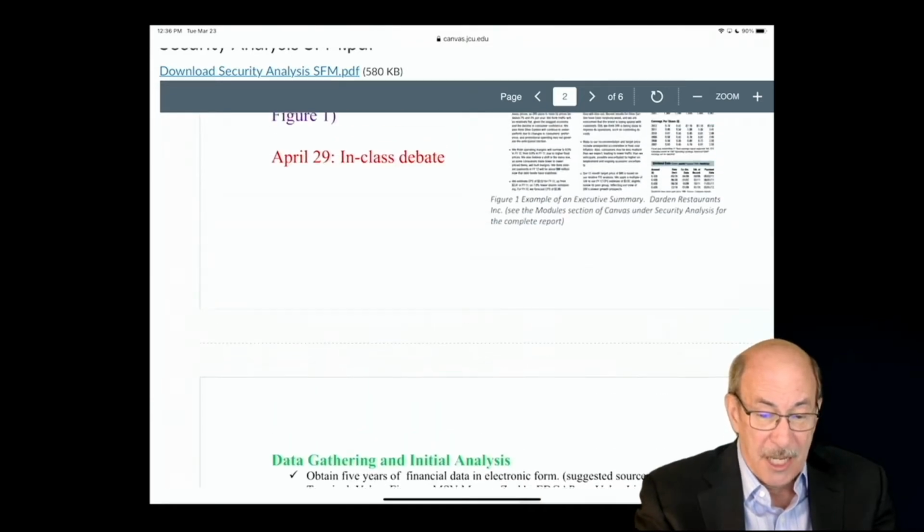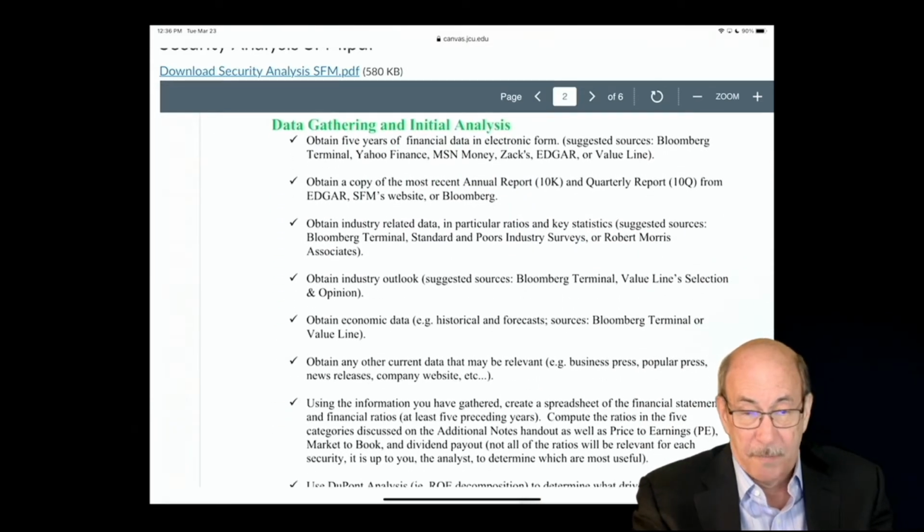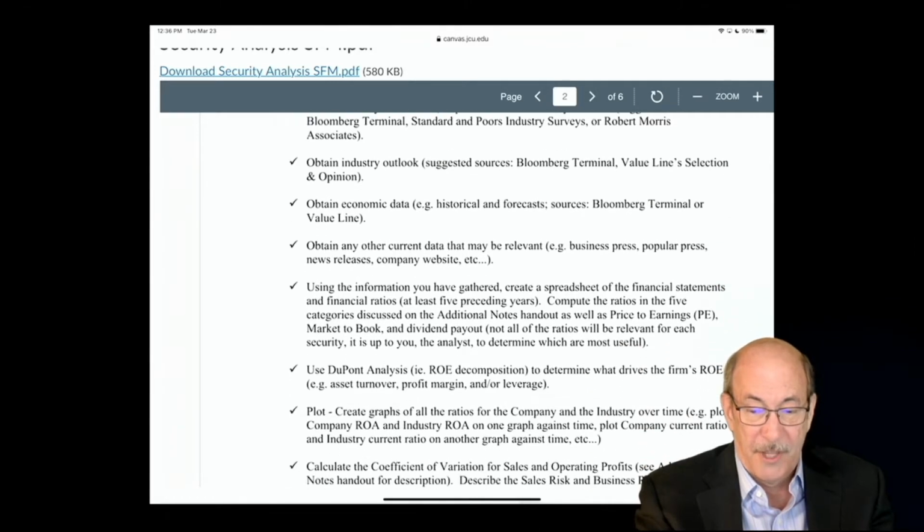And I believe, I'll have to go back, I don't want to jump out of here, but I think I've posted some of that on the resources for the security analysis under the module section of Canvas. I don't recall how much of that I actually posted. Same thing with the economic data and the outlook.